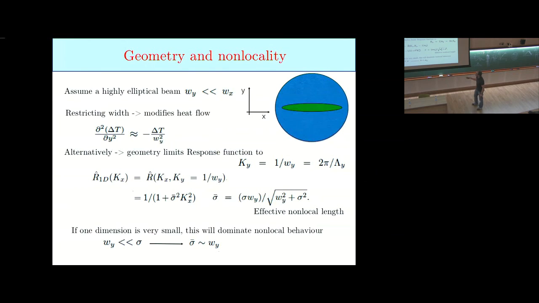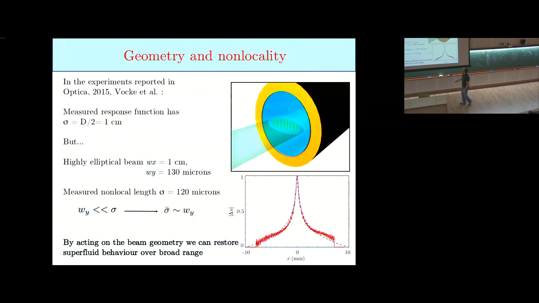So essentially what I'm saying is that the sigma, the non-local length, is actually given by the smallest diameter of the beam. And indeed, that now agrees extremely well with our experiments, because we measured 130 microns, and the beam was 120 microns wide. So this model fully accounts for the way heat is flowing in the system. Okay?